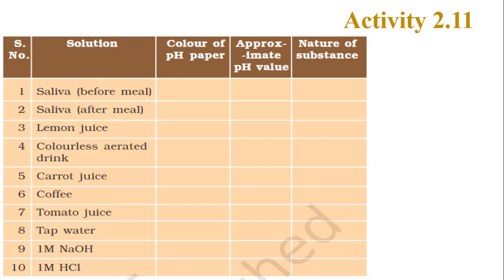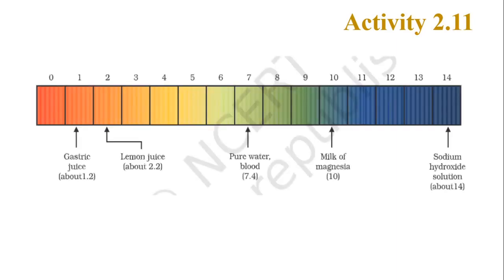Here are 10 solutions. Let us understand: saliva before meal, saliva after meal. Third one is lemon juice. Fourth one is colorless aerated drink, then carrot juice, coffee, tomato juice, tap water, 1 M NaOH and HCl. Test the pH values of these solutions and record your observation with the nature of each substance on the basis of your observation. So let us understand another diagram.